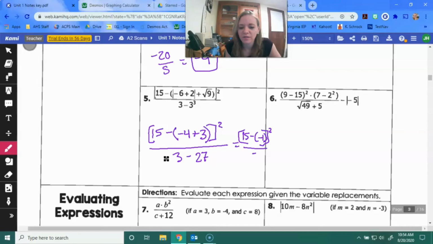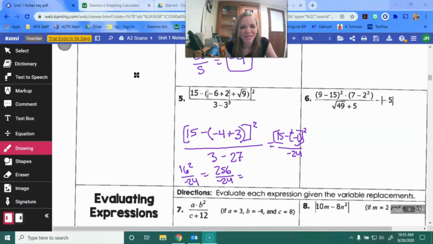Denominator is negative 24. All right, the top becomes a plus, minus a negative changes to plus, so 15 plus 1 is 16 squared. 16 squared over negative 24, and then 16 squared is 256. Divided by negative 24. I'm just going to do math, enter, enter. And you get 32 over 3, which is not right. Okay, let me find my mistake.